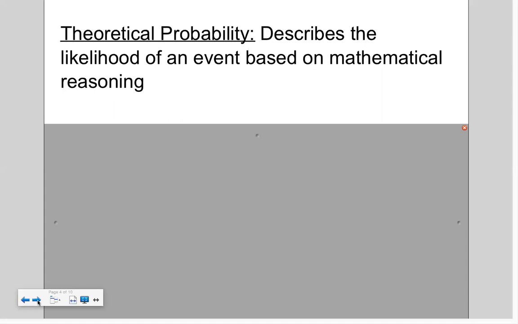Basically, there's no variability within our probabilities here when we're talking about flipping a coin. It's always 50%. Now, yeah, it could land on its side, but we're talking about coins that never land on their side. Okay. So with theoretical probability, you're talking about things where the probability doesn't vary. It's going to be the same probability every time you do that event.